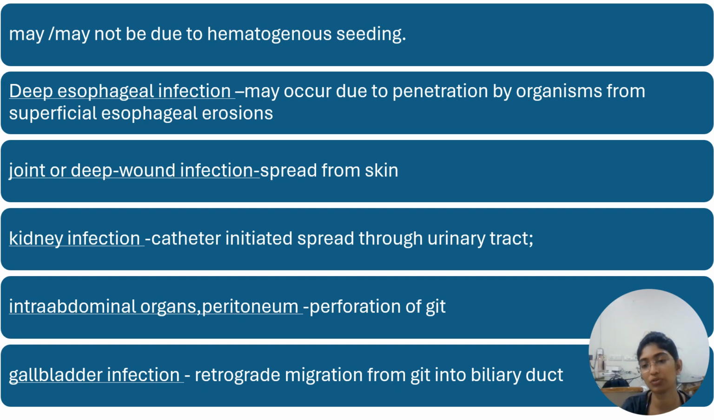So if there is any perforation of the GIT, it can go out from the GIT into the peritoneum and infect the peritoneum and intra-abdominal organs. And it can go from the GIT in a retrograde way into the biliary duct and then to the gallbladder and infect the gallbladder. So it may or may not be due to hematogenous Candida.